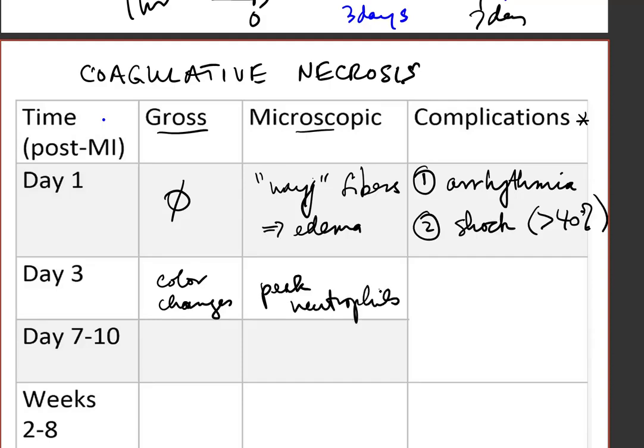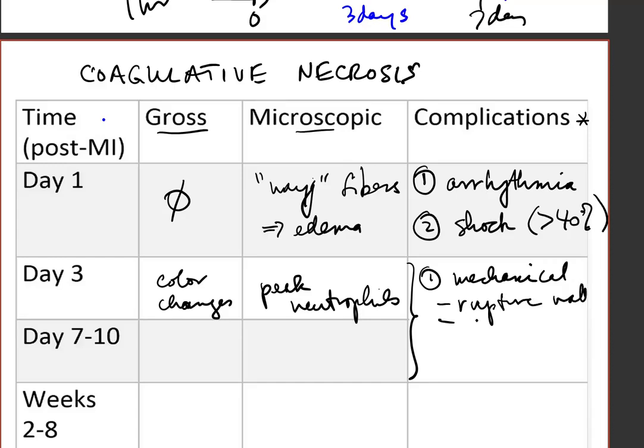And when we talk about complications now, here we're talking about the first week or two, we're talking about two critical abnormalities. The first is that we've lost the physical integrity of the muscle without having to put in strengthening connective tissue. So the first we can have is a mechanical necrosis, and that's going to give us either a rupture of the wall or a rupture of the papillary muscle.